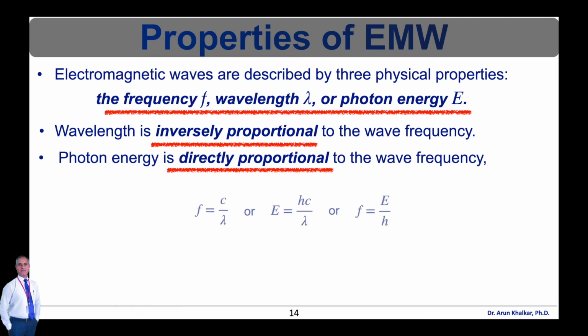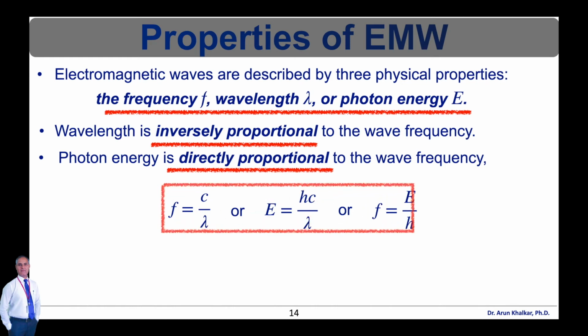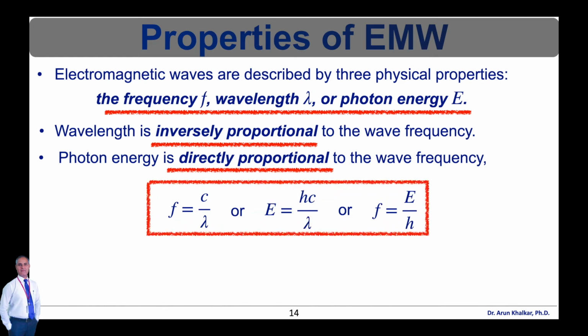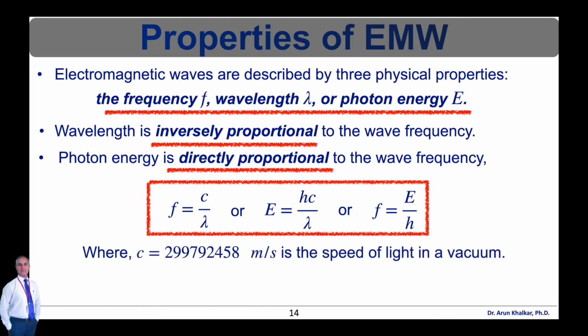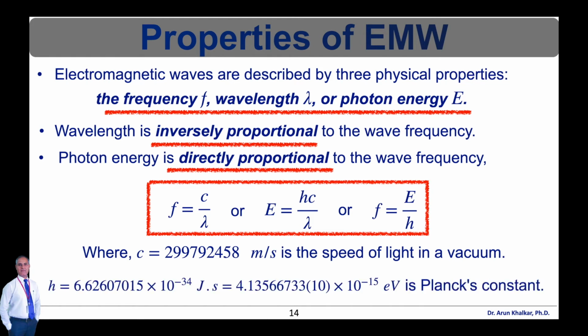These relations are illustrated by the following equations. f is equal to c upon lambda, or we can write f is equal to E upon h, or E is equal to hc upon lambda, where c is the speed of light, that is 2.99 times 10 raised to 8 meter per second, and h is Planck's constant whose value is 6.626 times 10 raised to minus 34 joule second, which is equal to 4.13 times 10 raised to minus 15 electron volt second. So this is Planck's constant. These three properties are very important to understand electromagnetic waves.